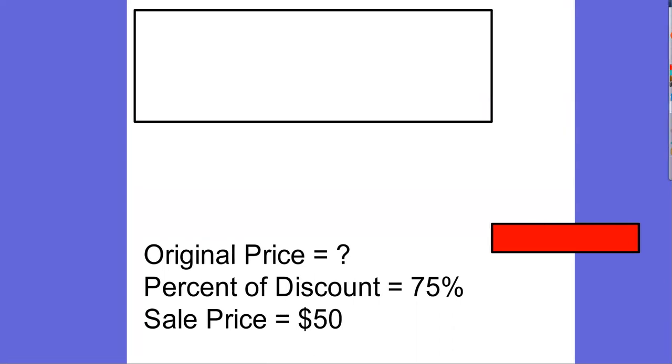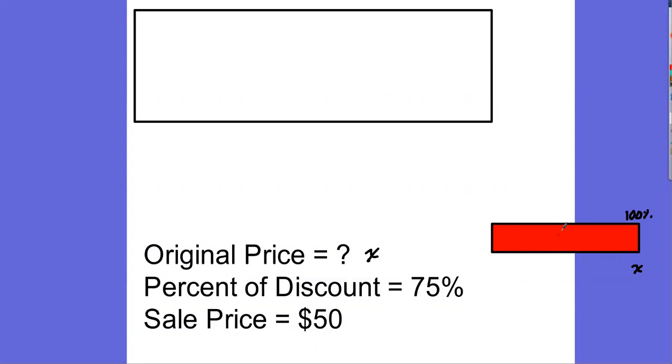So this entire bar represents the original price. So this is the 100%, this is everything. Original price is always 100%, and I don't know what it is. So here, we'll call it X. So I don't know what amount of money this whole bar represents.